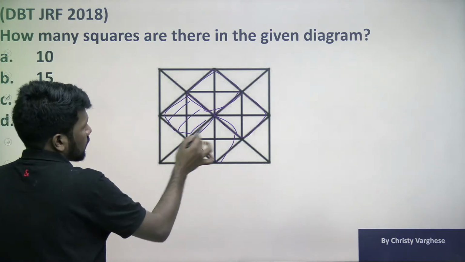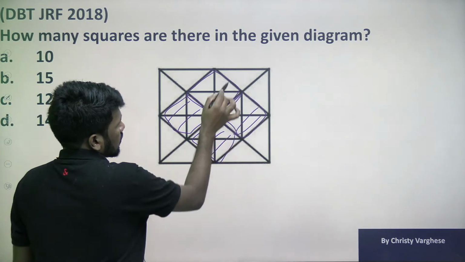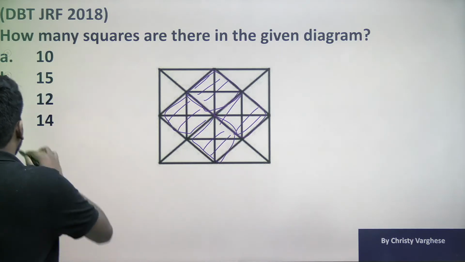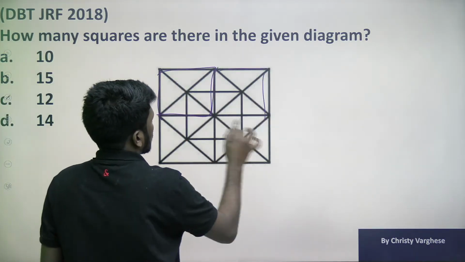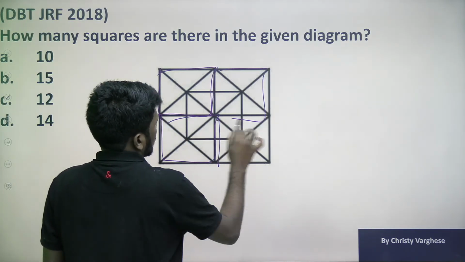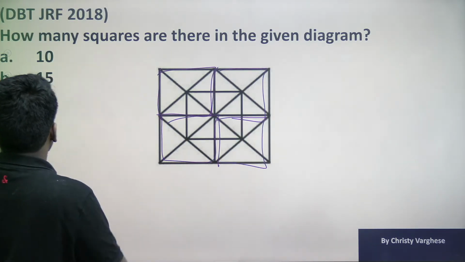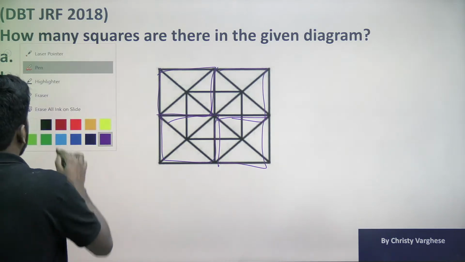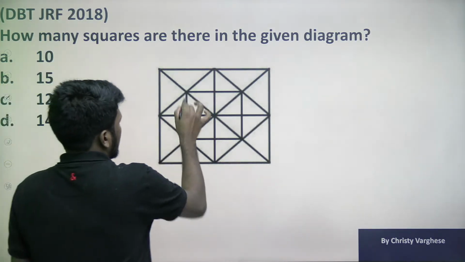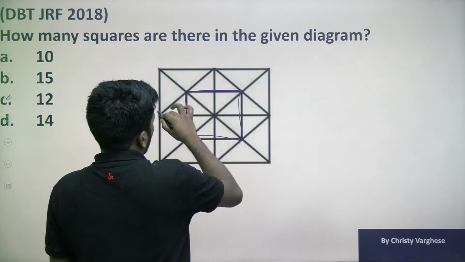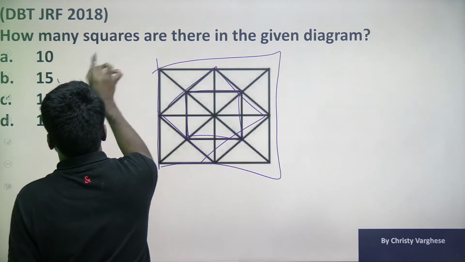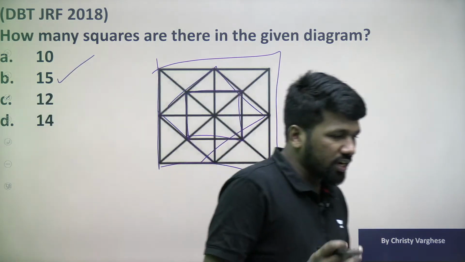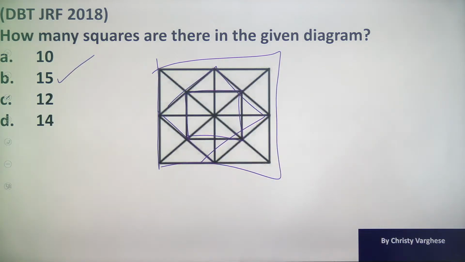Did you all understand these 4 squares? 4 plus 4, 8. Then 4 more. 8 plus 4, 12. Is that clear? 12 squares. All of you understood? 12 squares. Then 13th square, 14th square, 15th square. So 15 is the answer. No option greater than 15. So you can be sure that you haven't missed any squares. All of you understood?